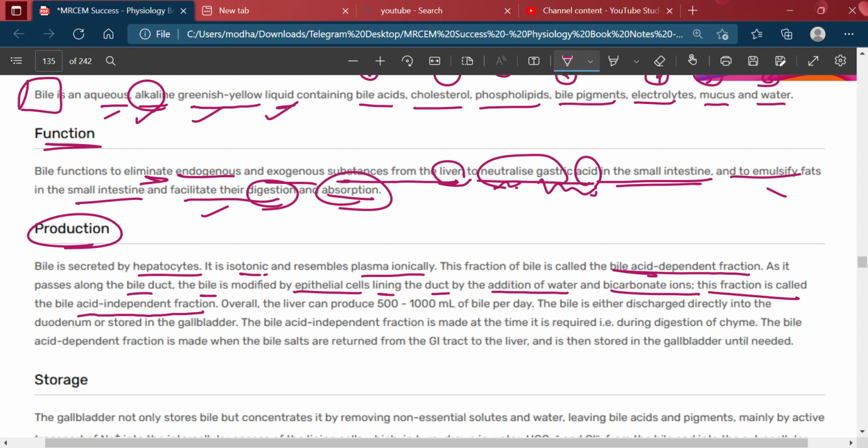Overall, the liver can produce 500 to 1000 ml of bile per day. The bile is either discharged directly into the duodenum or stored in the gallbladder. The bile acid independent fraction is made at the time it is required during the digestion of the chyme. The bile acid dependent fraction is made when the bile salts are returned from the GI tract to the liver and is then stored in the gallbladder until needed.